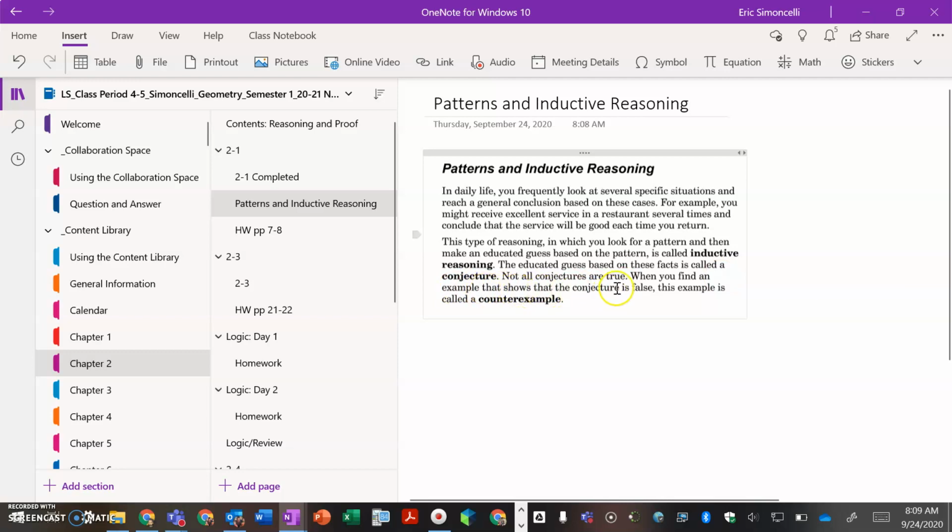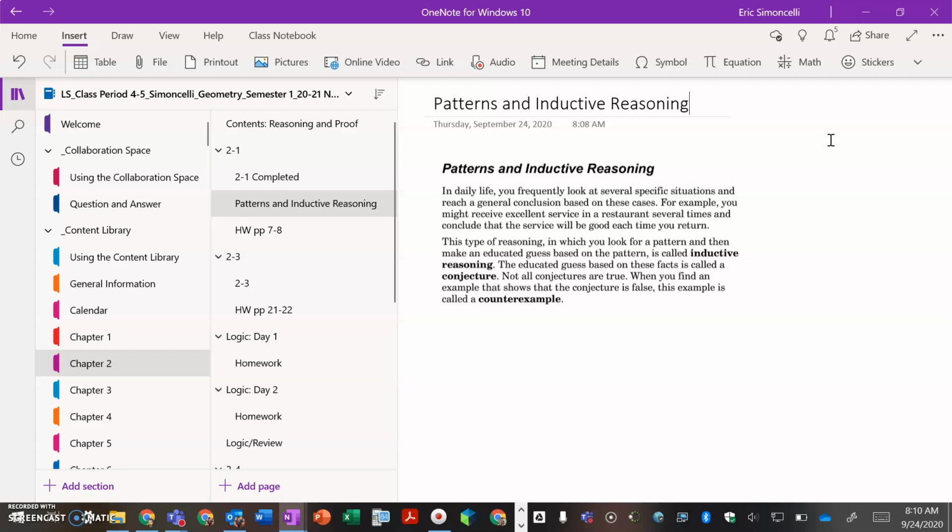Not all conjectures are true. When you find an example that shows that the conjecture is false, this is called a counterexample. We will be primarily dealing with inductive reasoning in our discussion here today.